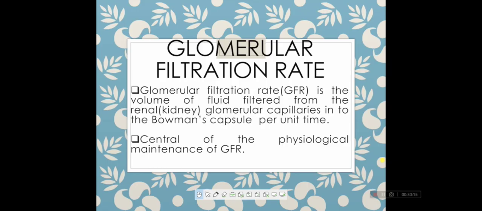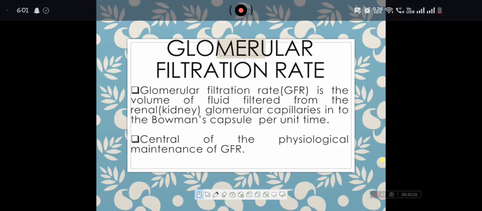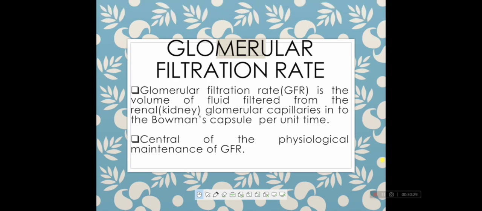Now, talking about the glomerular filtration rate. The glomerular filtration rate is a test which is used to check how well the kidneys are functioning or working. Specifically, it estimates how much blood passes through the glomeruli each minute. What are glomeruli? Glomeruli are the tiny filters in the kidneys that filter the waste from the blood. So we can say that glomerular filtration rate is the volume of blood which is filtered from the kidney glomerular capillaries into the Bowman's capsule per unit time.